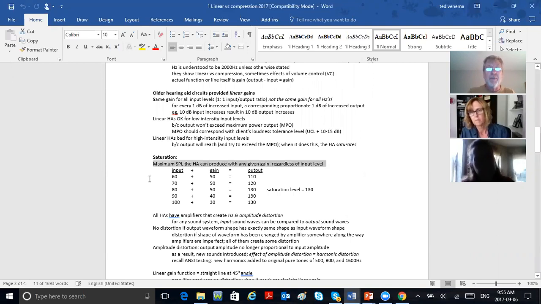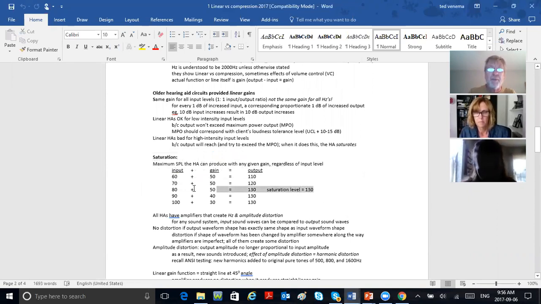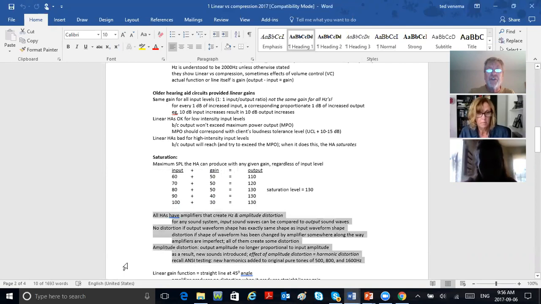So here's an example. Input of 60 and a gain of 50, an output of 110. Input of 70, gain of 50, output's 120. Let's say they set the saturation level at 130. Take, for example, a case where the guy's loudness discomfort level was 115 dB HL. You're going to add about 10 to 15 to that, you'll get 130. So we'll say, okay, no more than 130 SPL can come out. With 90 in, your gain will only be 40 because you set your maximum power output at 130. Input of 100, your gain can only be 30 now because you've set your saturation, your maximum power output, at 130.